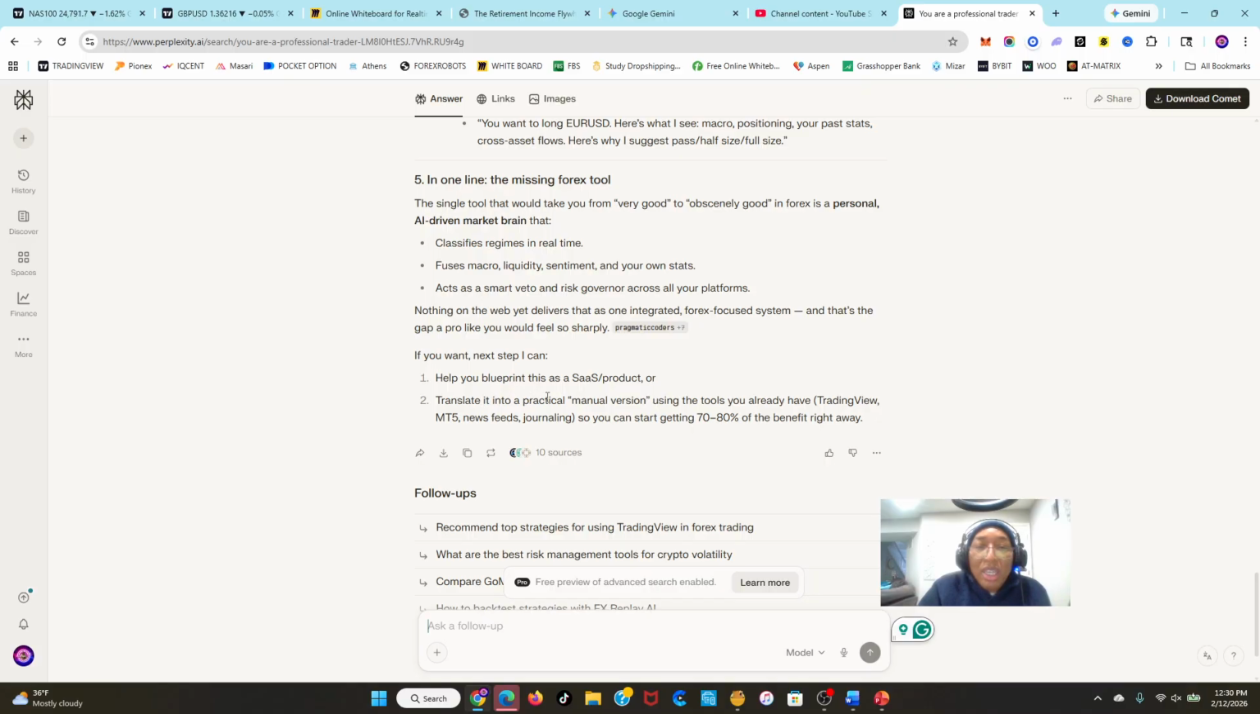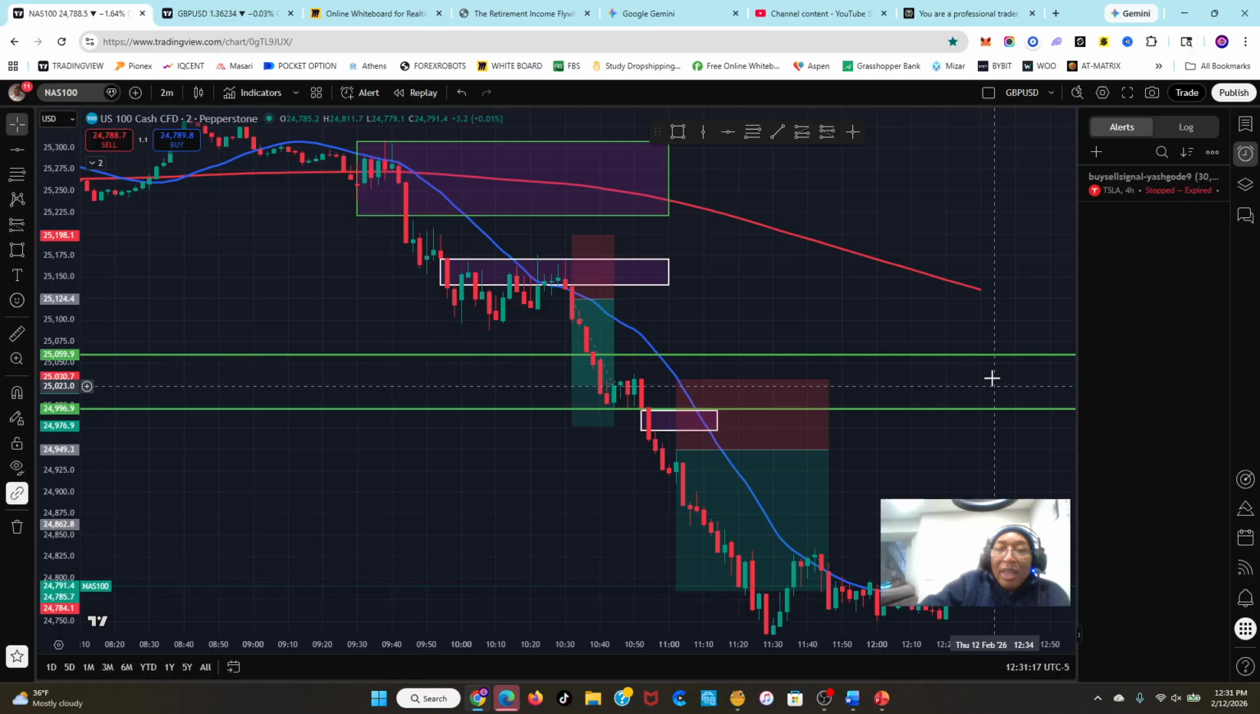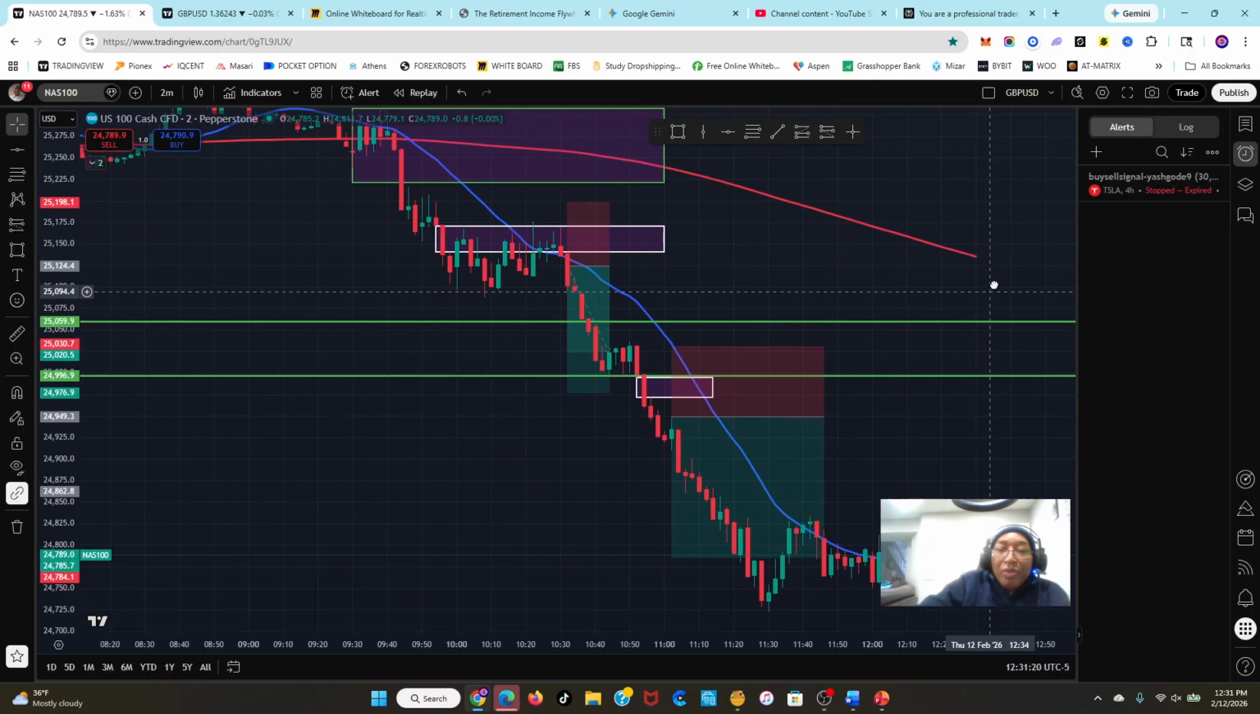Number 2, translate it into a practical manual version using the tools you already have. So we have TradingView, MetaTrader 5. We're using that when we trade my student account. You saw we are using the MetaTrader 5. Newsfeed, we have not been looking at the fundamentals because I didn't want to put any noise at the moment. My student is still recovering from PTSD, having almost lost his account. So we are taking it slowly. At some point, yes, we're going to be looking at the news, so we are not surprised when we see candles like we saw today, okay?